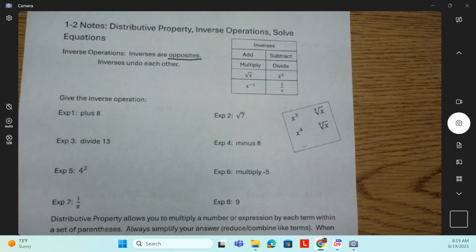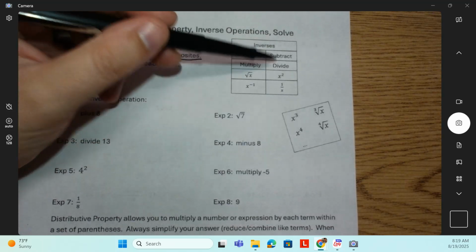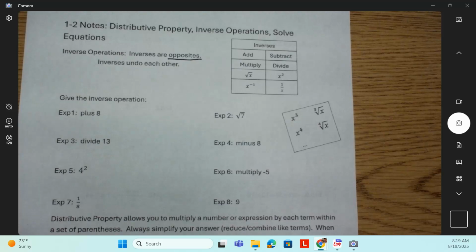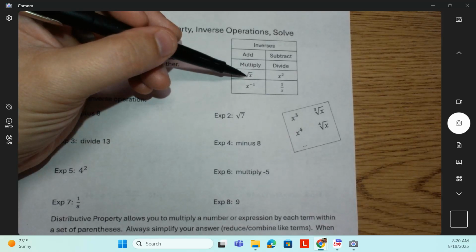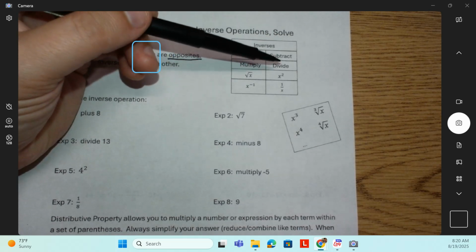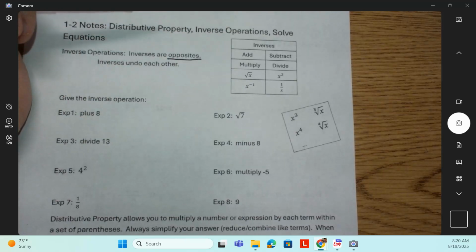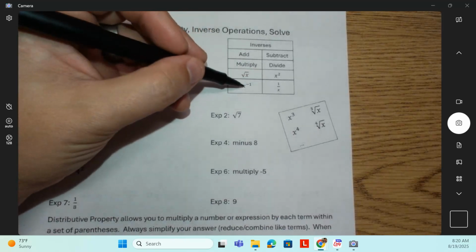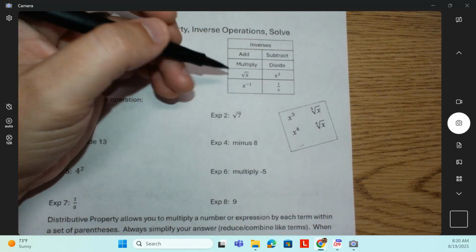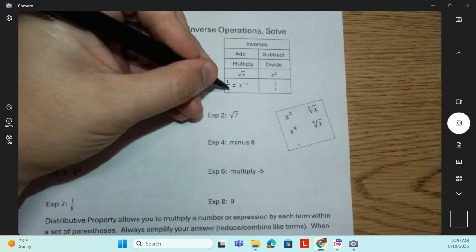So, when we look at what our opposites are, opposite of addition would be subtraction. Opposite of multiplication is division. When we get into square roots, for instance, the opposite of the square root of something would be x squared. And then I want to say this one is written wrong because x to the negative first power is actually equal to 1 over x.